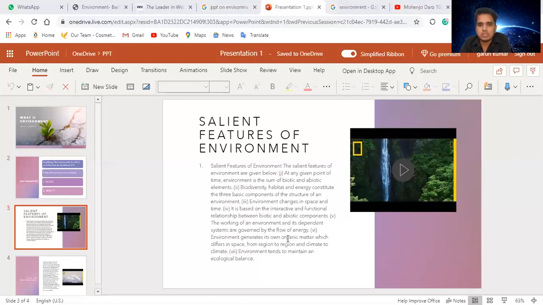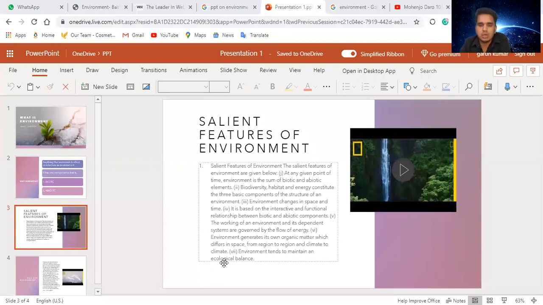Environment generates its own organic matter. Differs in space. This space doesn't mean the outer space. Okay, space means the area we are living in, from region to region and climate to climate.